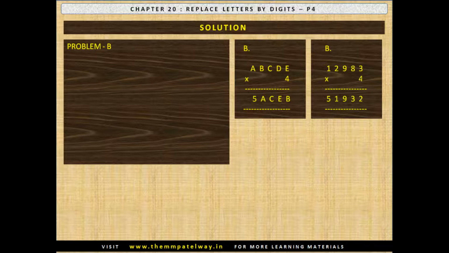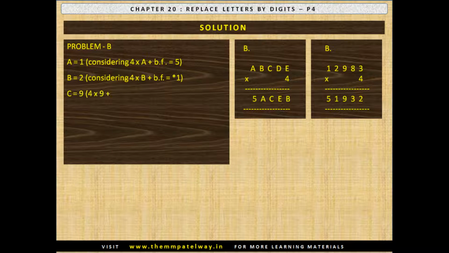Now we come to problem B. The first value which we can find out is A, and A will be equal to 1 considering 4 into A plus brought forward should be equal to 5. Then we can find out value of B, and B will be equal to 2 considering 4 into B plus brought forward digit should be equal to star 1. Then we come to C and we find that C will be equal to 9 because 4 into 9 plus 3 will be equal to 39.